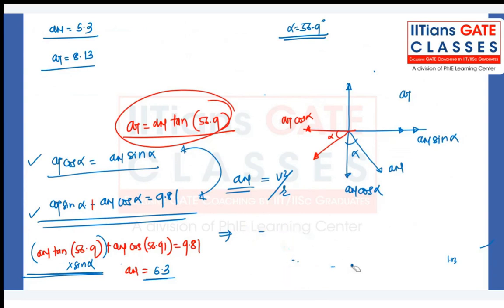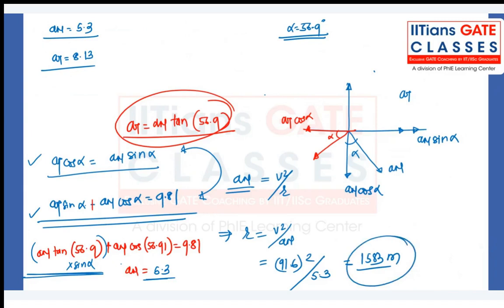Okay. What we are interested in is R, right? So it's V square by AN. Yes, thank you. V square here is how much? 91.6 whole square divided by AN, which is 5.3. Is it correct now? Yeah, I think it should be correct now. Let me just calculate on my mobile. 91.6 squared, yeah, 1583 something.